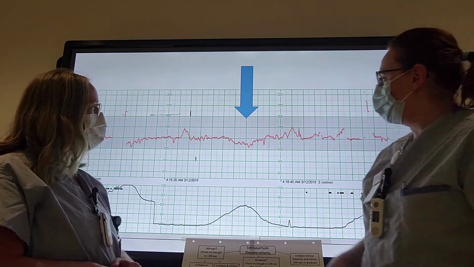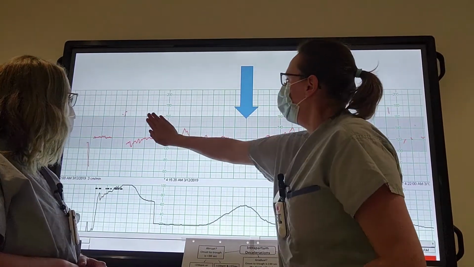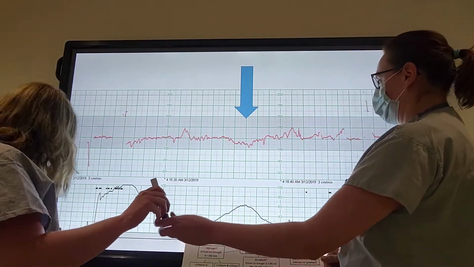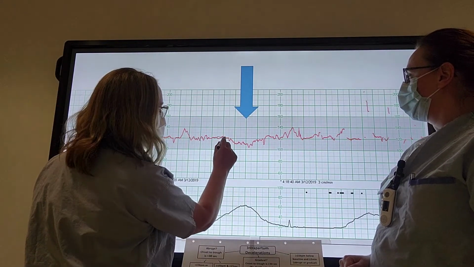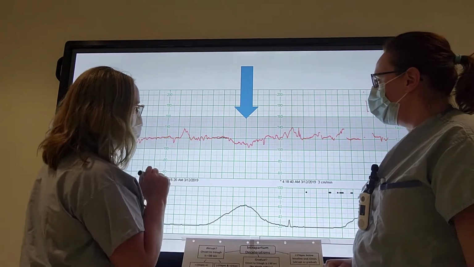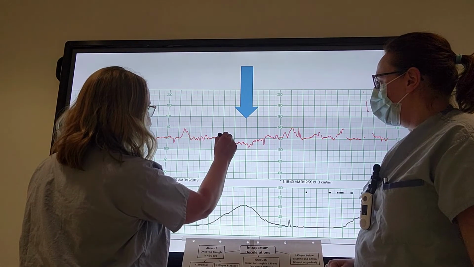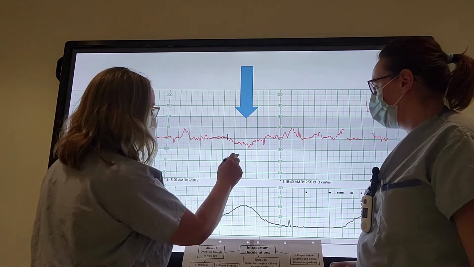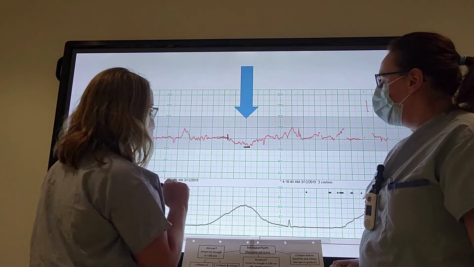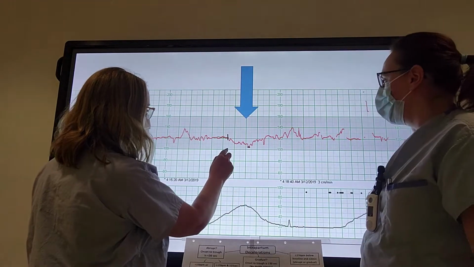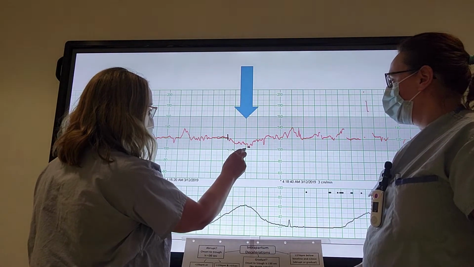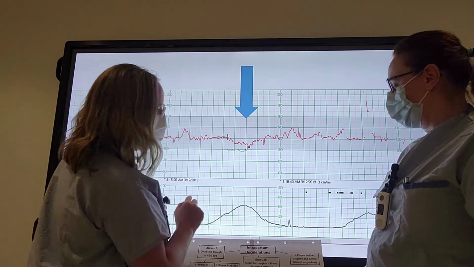Let's take a look at this decel right here. I want you to find the baseline. I'm going to say 120. Okay, where does it leave the baseline? Here. And where does it hit the trough? So now I want you to count how many seconds it takes for it to reach the trough. 10, 20, 30. 30 plus seconds.